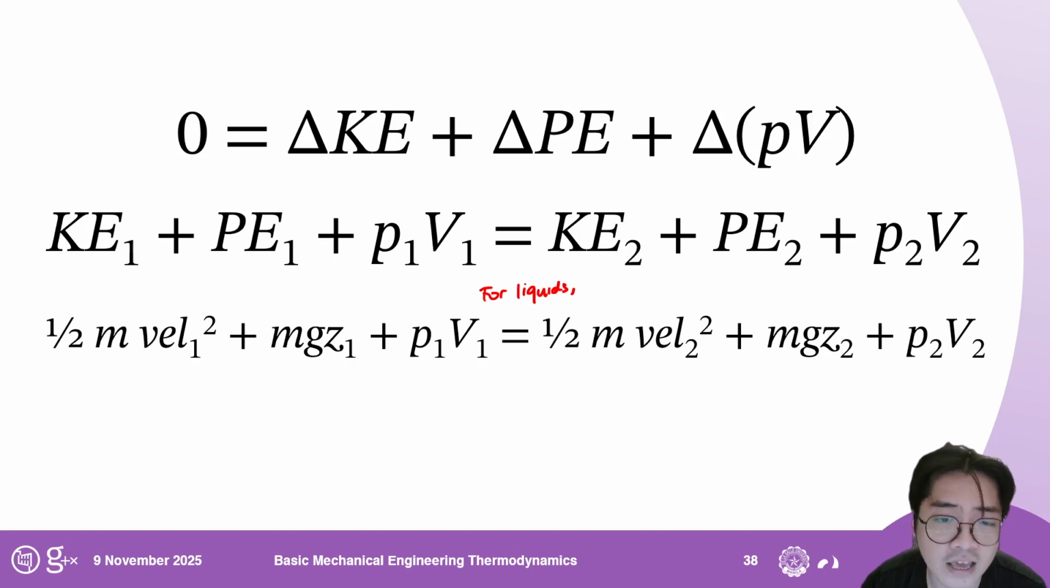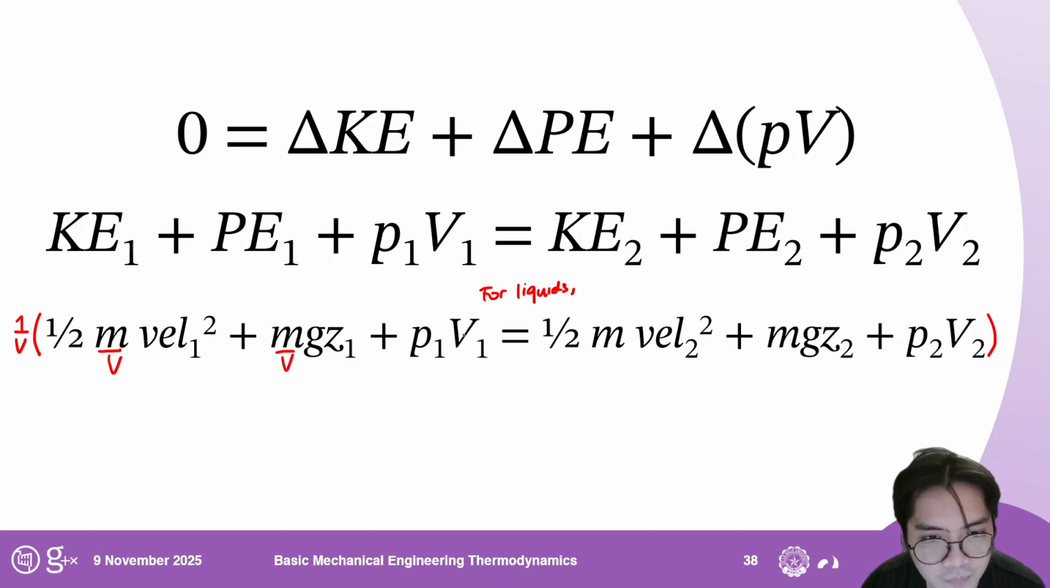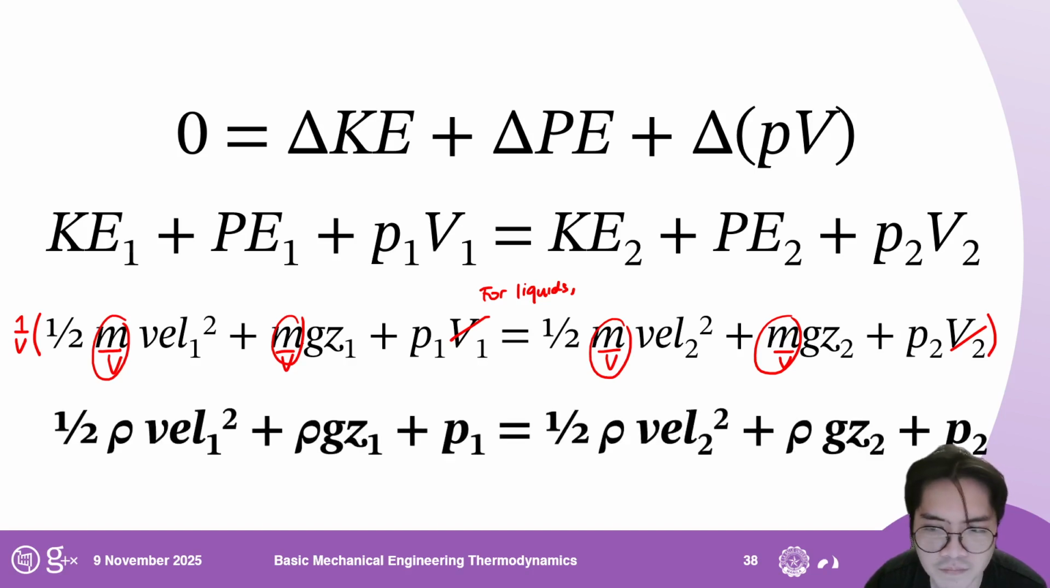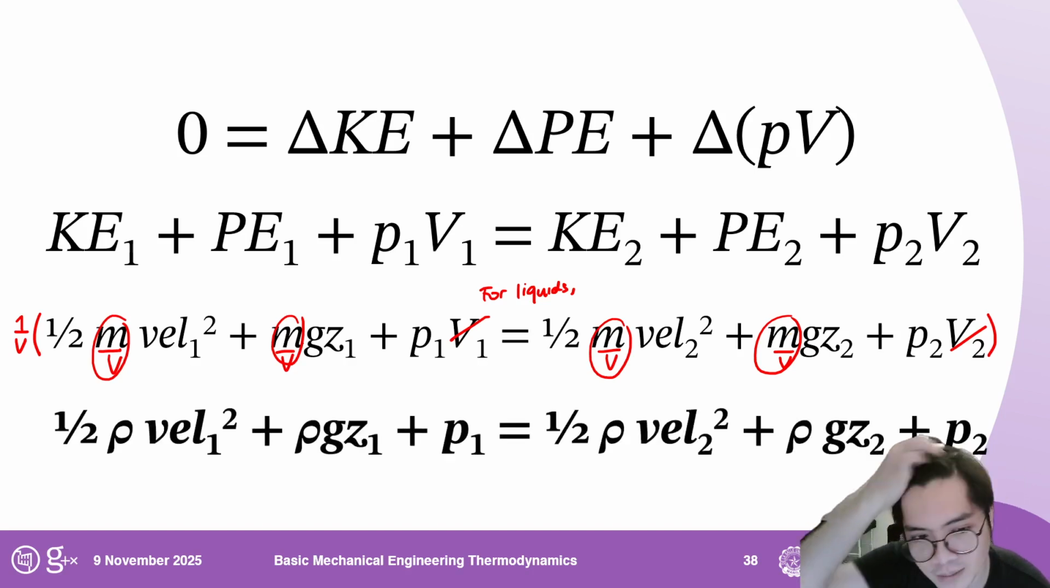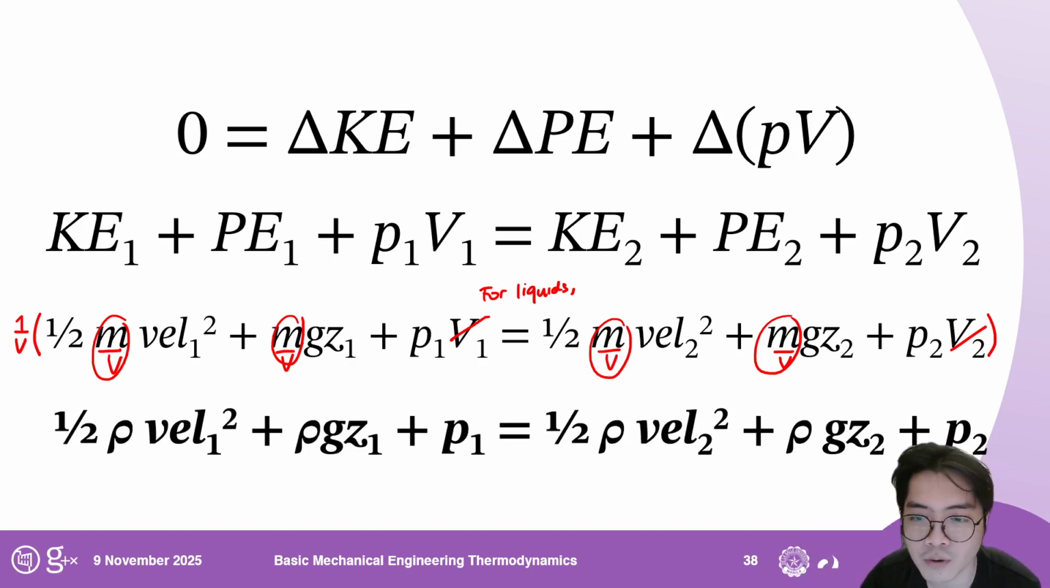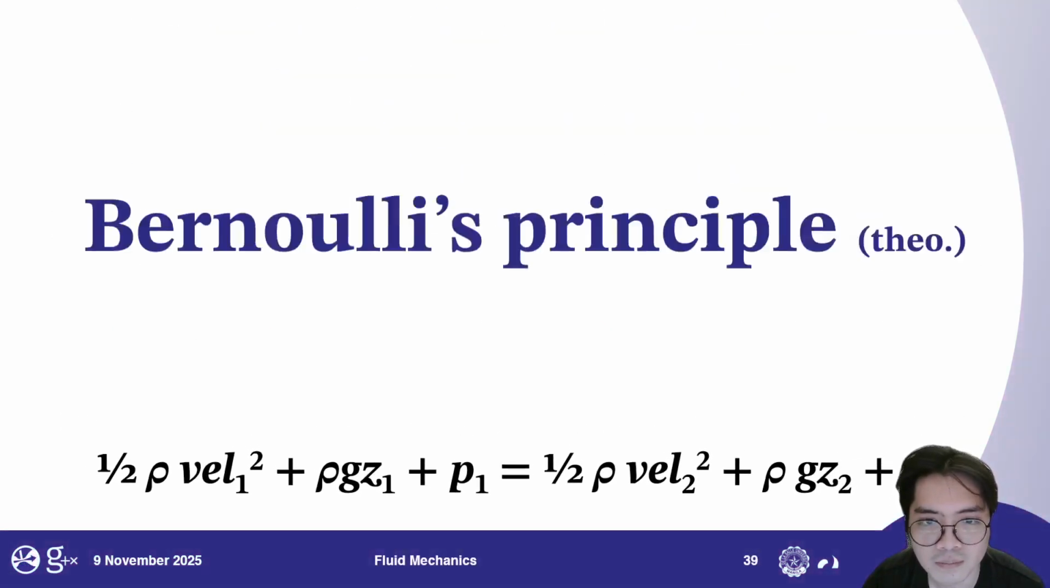And if you're going to divide everything by volume, what you're going to create in here is a mass over volume. Mass over volume, mass over volume, and then they cancel. And what's going to happen? All of these mass over volumes are going to turn into rho, into density. And so you arrive at this. If this is not yet very familiar, it should be, because this is the same thing as one of the most famous mechanical engineering equations out there, which is, of course, Bernoulli's principle.